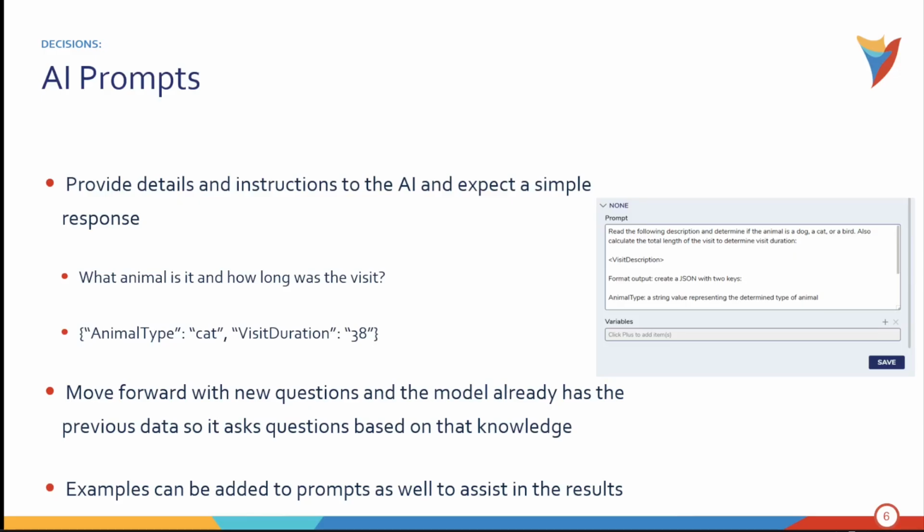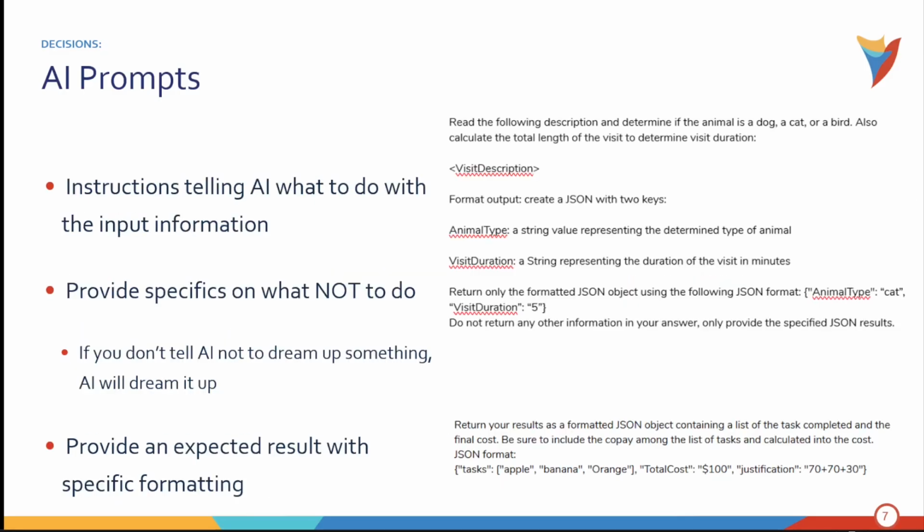Another thing that you need to consider is telling AI what to do with the input information. So you have instructions that detail exactly what the AI should be doing, but sometimes it may also be important to provide specifics on what not to do. Because quite often, if you don't tell AI not to do something, or not to think of something, or not to add something to your process, there's a chance that it will add that something to your process. So you may want to consider what to include or not include.